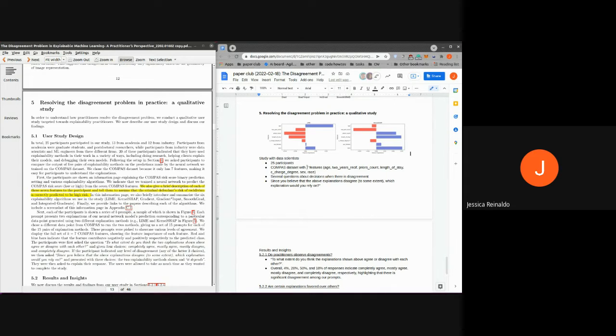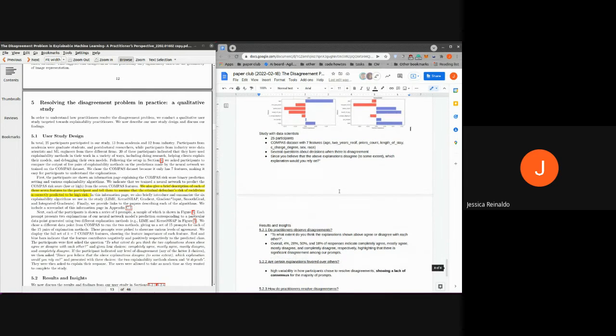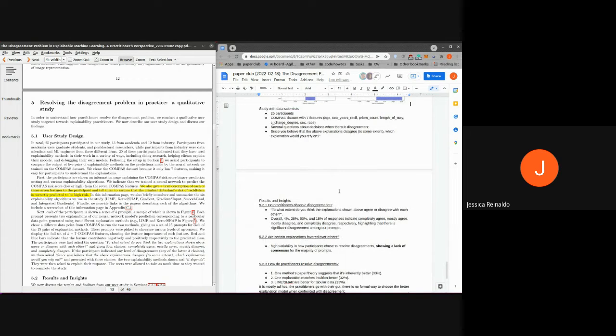So basically here, the outline of the study: 25 participants, they use this COMPAS data set that has these features here. And there are several questions about how these practitioners will solve these disagreements. And they are trying to see if there is a method or a pattern that these people use to solve these disagreements, and to see if there is something important in the one that they choose, or what is their thought process when this disagreement occurs.